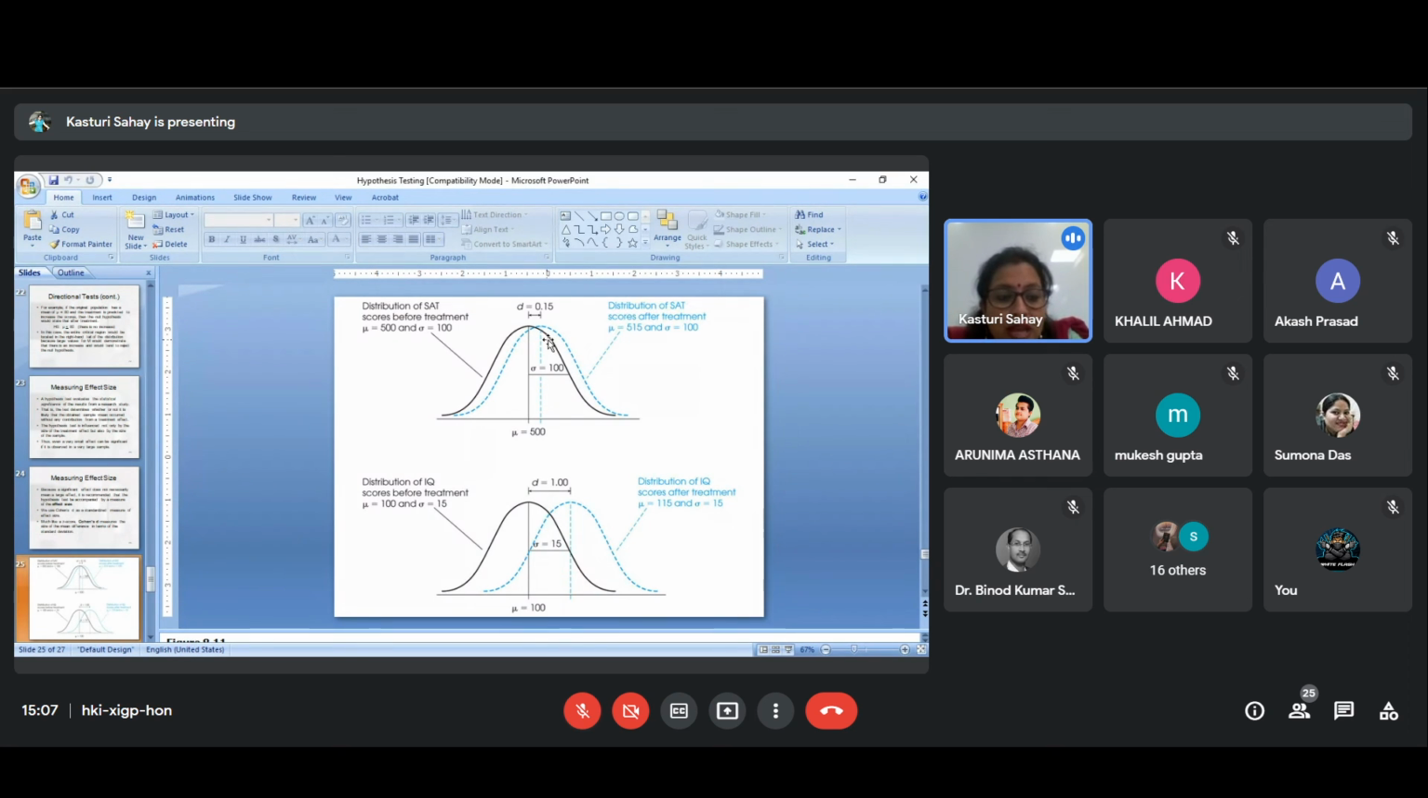If you have to calculate your Cohen's d, you will be calculating the new mu minus the old mu divided by your standard deviation. So it is 515 minus 500 divided by 100, which gives you your Cohen's d. Similarly here, there was a sample and it shifted further. The mean changed from 100 to 115, so the change in the mean was 15 and the standard deviation is 15. So 15 by 15, the Cohen's d is 1. So generally, apart from your Z score, we also mention the effect size by measuring Cohen's d.